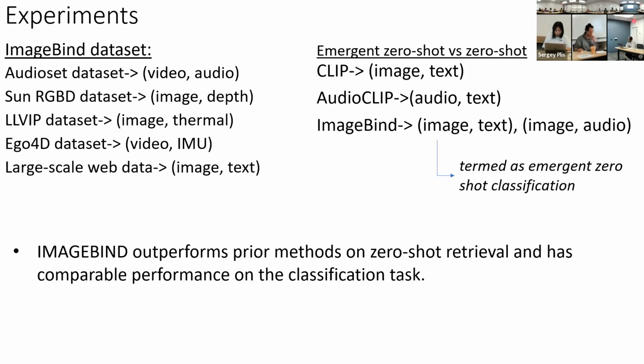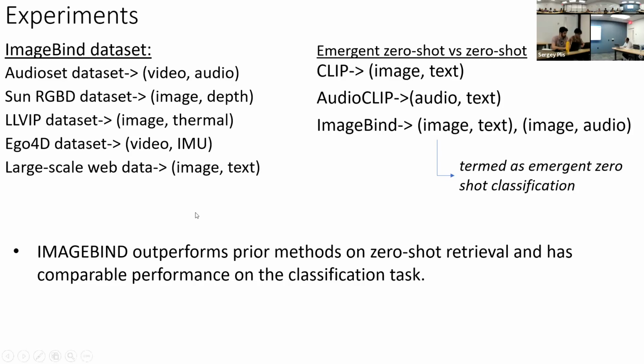They give a new term here, the emergent zero-shot. Like in CLIP, the method uses the image and text pair, and in AudioCLIP, they use the audio and text pair. But in ImageBind, they take the image and text and image and audio, not directly using the audio and text. But it can also generalize for this pair. So the term is emergent zero-shot classification.